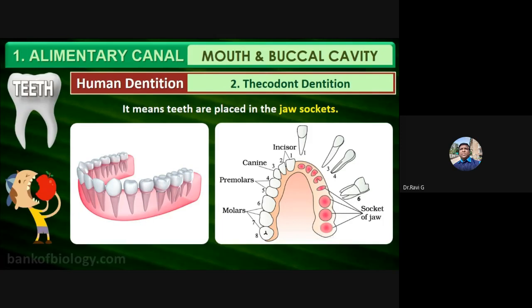Tecodont dentition means that teeth are placed in the jaw socket. They are all placed in the cavity. See, we have two jaws. The jaws have our teeth, isn't it? The upper jaw is fixed to the skull. The lower jaw is movable. You can move it to the left, right, up and below within the architecture of it. So the teeth are placed in the jaw sockets. That is the reason we call it tecodont dentition.